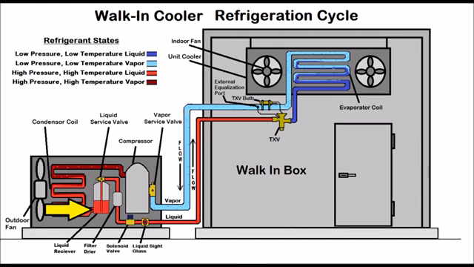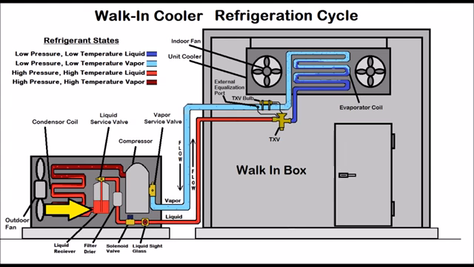The liquid receiver is a storage vessel for the subcooled liquid. So the amount of liquid that will be in that liquid receiver has a direct correlation to how cold that walk-in box is. If it's very cold in that walk-in box, then the system doesn't need as much liquid refrigerant, so therefore it's stored in the receiver.